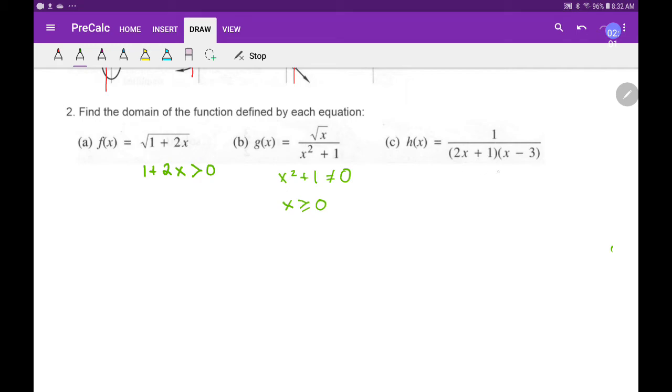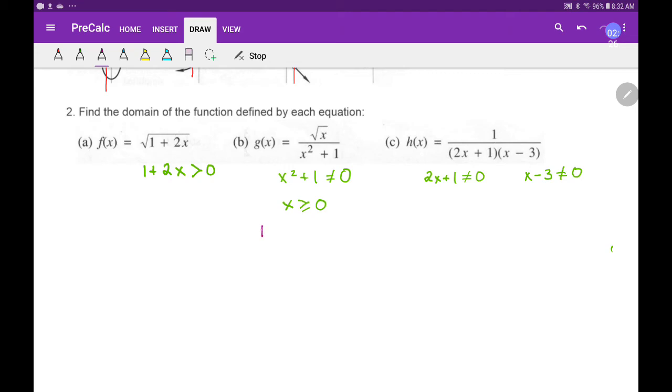So we would say, let's see, where are our trouble spots for C? And the trouble spots are 2x plus 1 is not allowed to be equal to 0. And also x minus 3 is not allowed to be equal to 0. So we can solve for what x is not allowed to be. And I think I'll do the one in the middle.